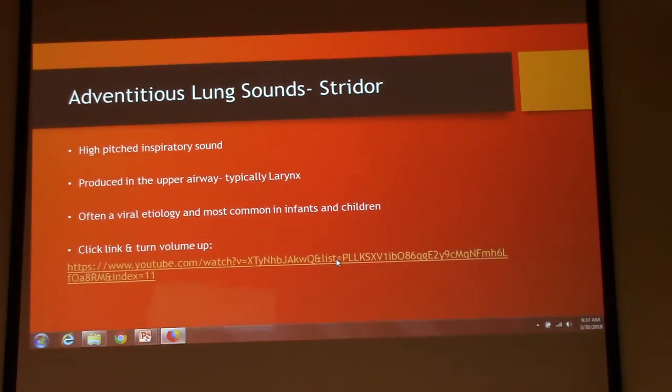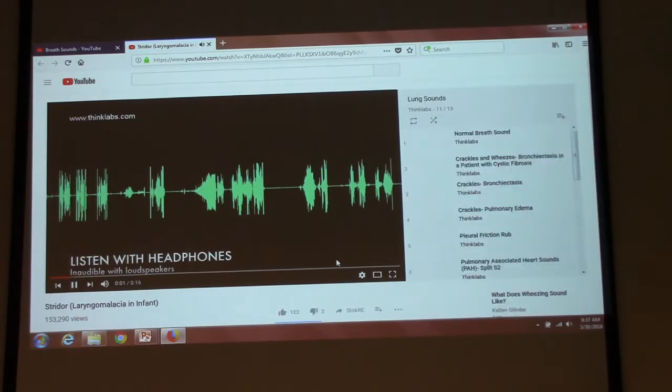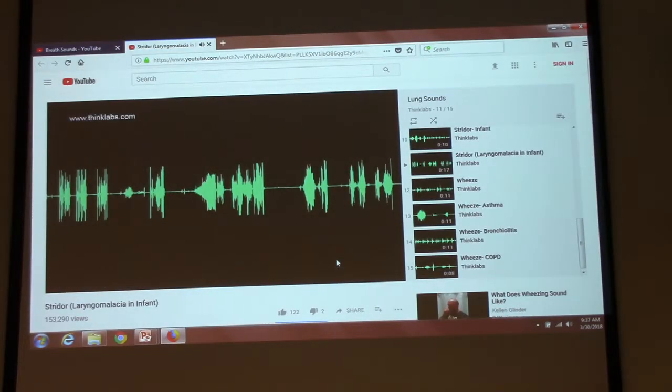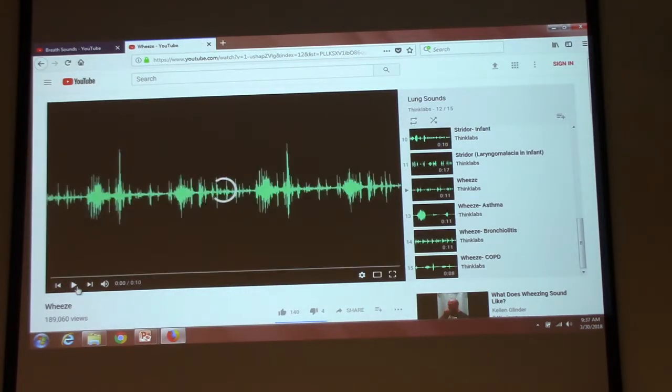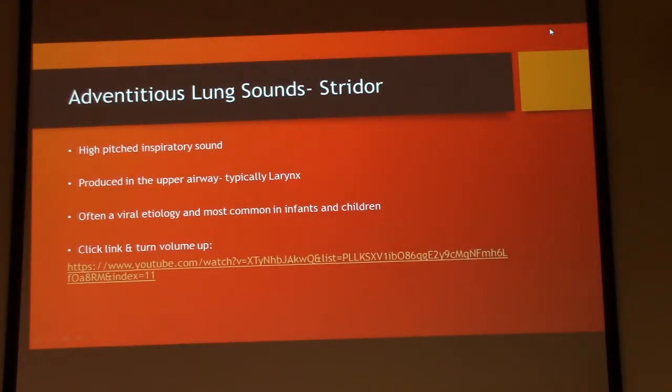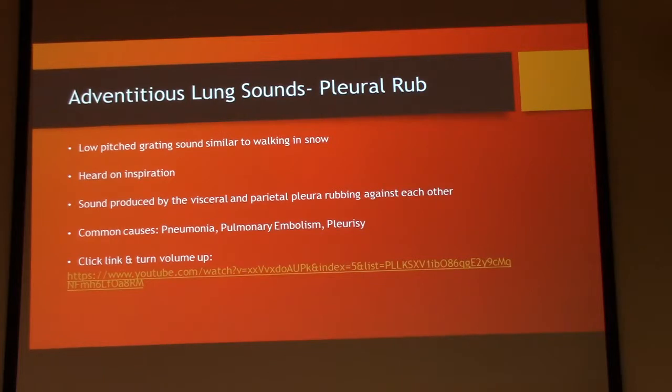And then we have stridor. This is common in kids and infants. Yeah, so with those, remember with children too, they usually will grunt when they're having a hard time breathing just because they're trying to maintain a higher level of PEEP and keeping those lower airways open.